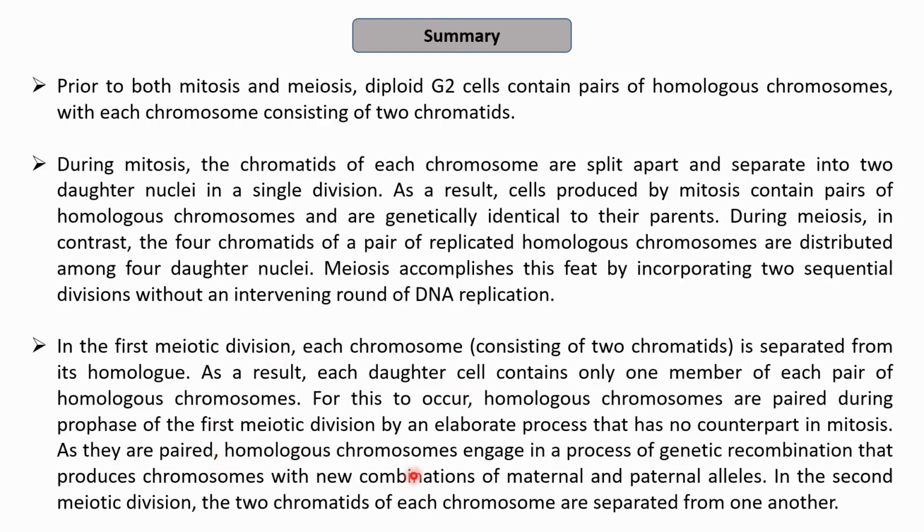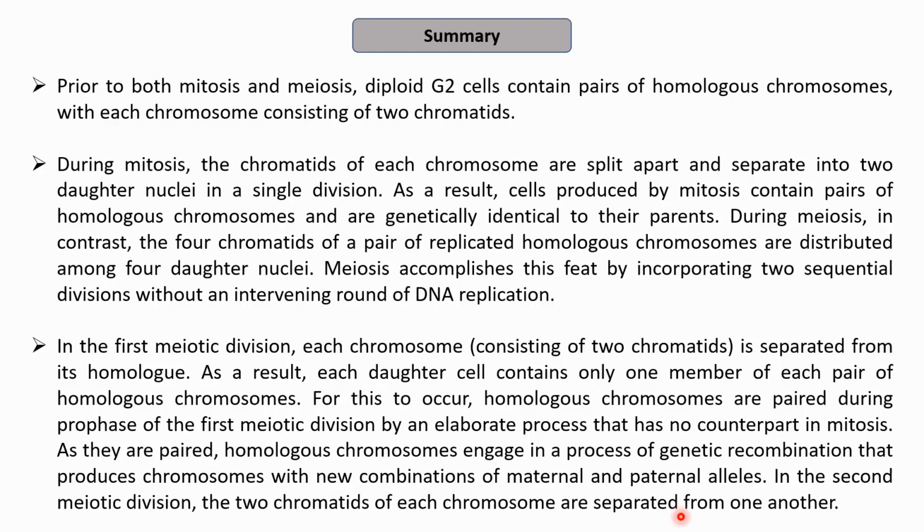As they pair, homologous chromosomes engage in a process known as genetic recombination that produces chromosomes with new combinations of maternal and paternal alleles, resulting in variation. In the second meiotic division, the two chromatids of each chromosome are separated from one another, resulting in a tetrad or four cells that have a haploid number of chromosomes. With this, this is the end for the chapter cell cycle and cell division.